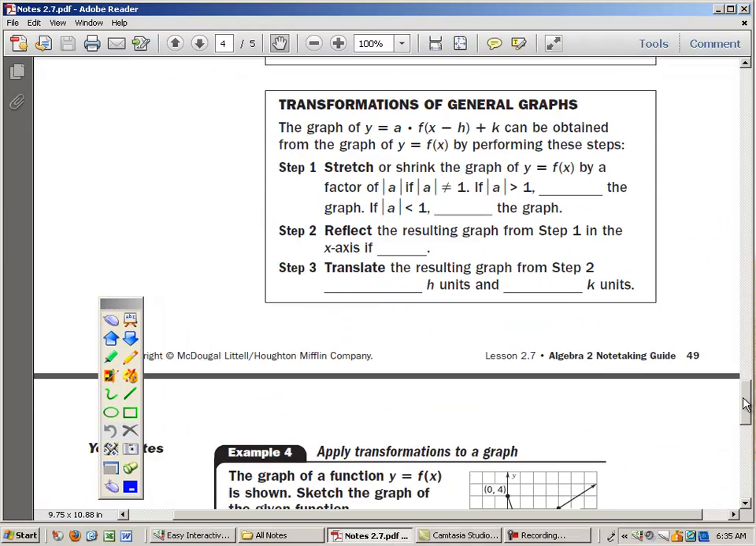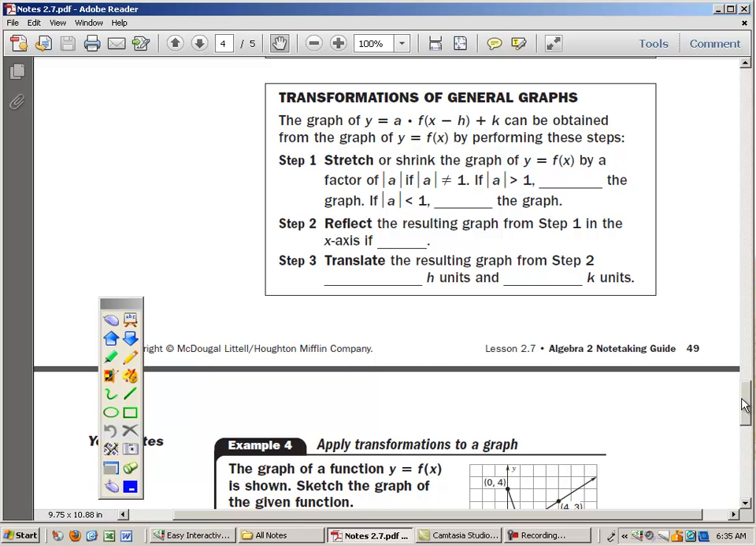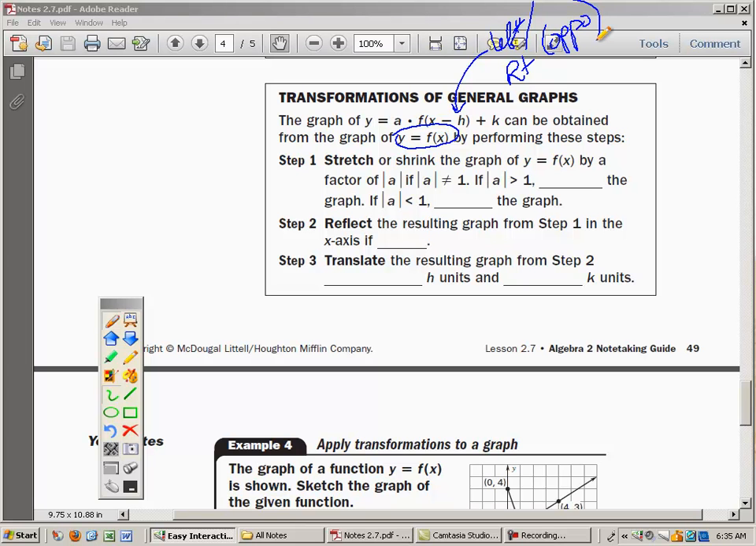In general, with transformations of graphs, when we talk about any graph, not just absolute value graphs, if I take some original function f of x, or y equals f of x, and we use this same idea, the number in the parentheses is going to result in moving this thing left or right, and it's the opposite of that. The plus k on the end is my up or down. And again, the number out front is my stretch.